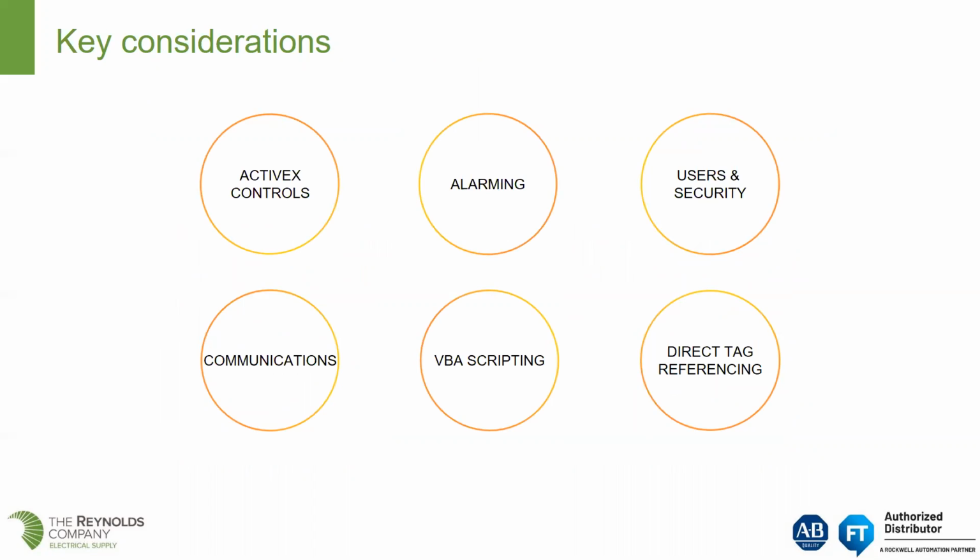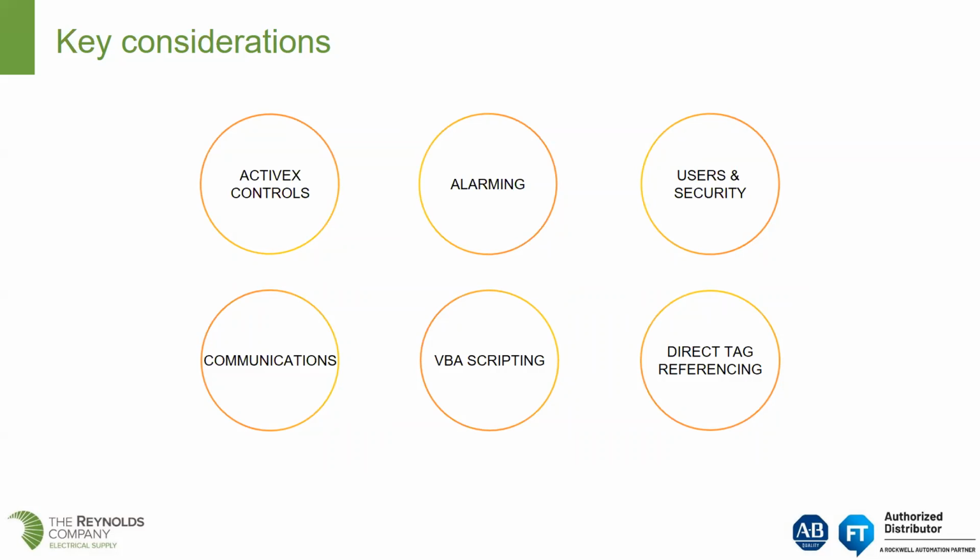ActiveX is another consideration. If you're running ActiveX in RSView32, we would need to look and see if those ActiveX controls are supported in FactoryTalk View SE. In some cases, they would not be. In other cases, we would need to register the ActiveX component with the operating system that the new FactoryTalk View SE is running on. Alarming, as we mentioned, is a key consideration. The differences between RSView32 alarms and FactoryTalk View SE using FactoryTalk Alarms and Events.